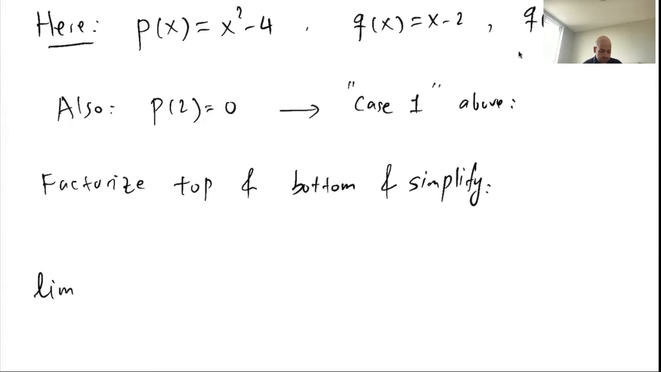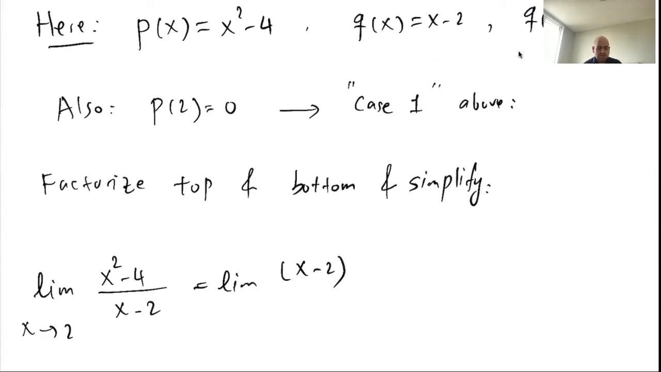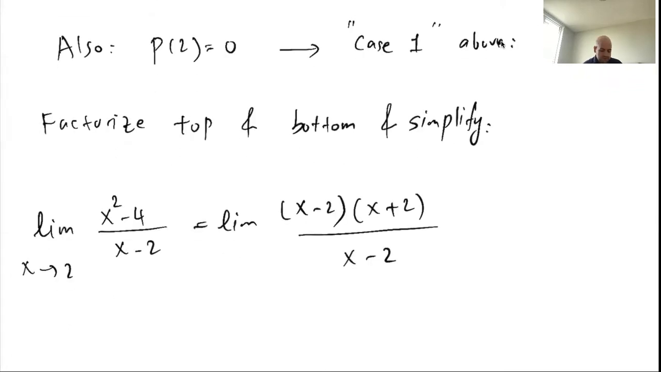So, limit of x squared minus 4 over x minus 2, as x approaches 2. I have to factorize each one, top and bottom, as x minus 2 times another factor. So obviously top is x minus 2 times x plus 2, and bottom is just x minus 2. I don't need to do anything, x minus 2 is already there. Now I want to cancel this factor with this factor.